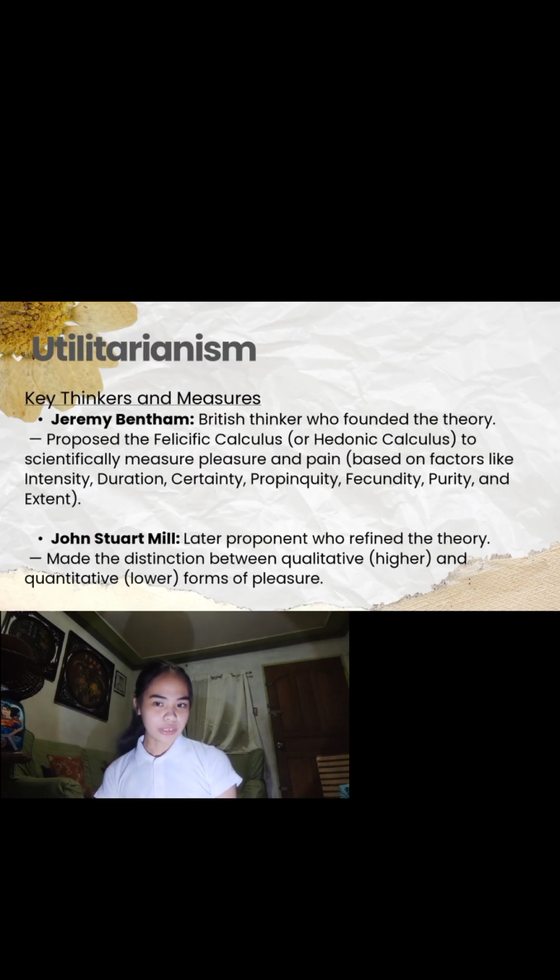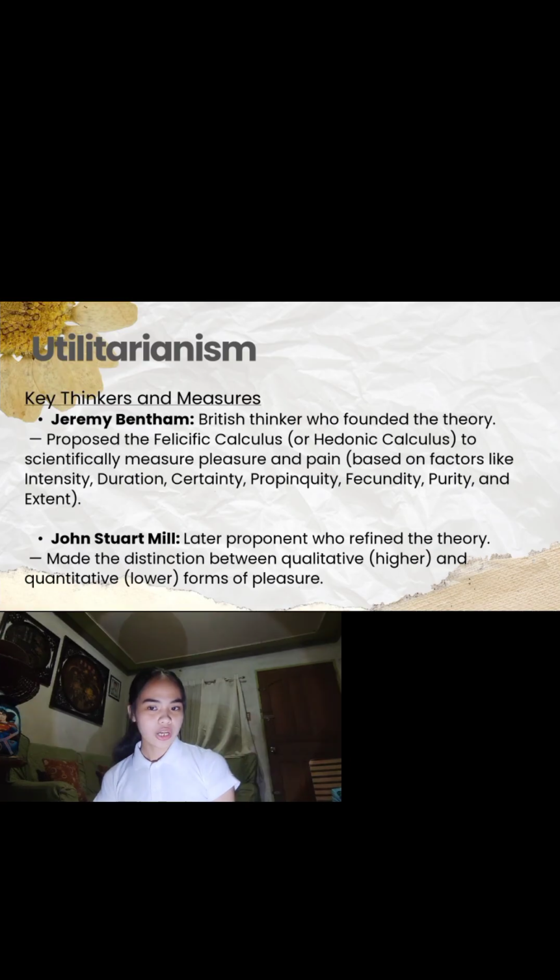Key thinkers and measures. Jeremy Bentham, a British thinker who founded the theory. He was the philosopher known for founding utilitarianism. He proposed the hedonic calculus to scientifically measure pleasure and pain, based on factors like intensity, duration, certainty, and so on. John Stuart Mill, a later proponent who refined the theory, made the distinction between qualitative or higher and quantitative or lower forms of pleasure. He also emphasized quality, not only the amount.